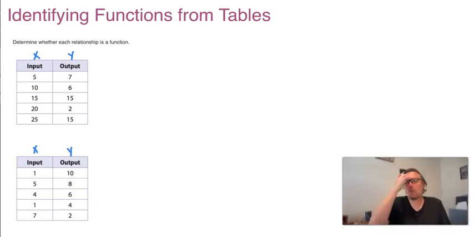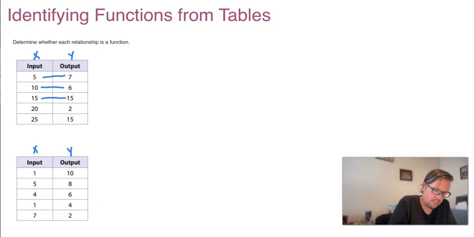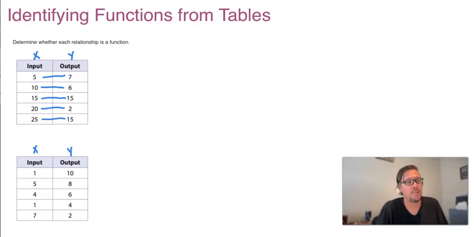So for example, when we look at this first table, I see an input of 5 that's matched up with 7, 10, 15, 20, and 25. And I know that that is a function because none of my inputs appear more than one time. 5, 10, 15, 20, 25. None of those appear more than one time. So it's impossible for me to have an input assigned to more than one output because I don't have an input showing more than once. So this is a function.